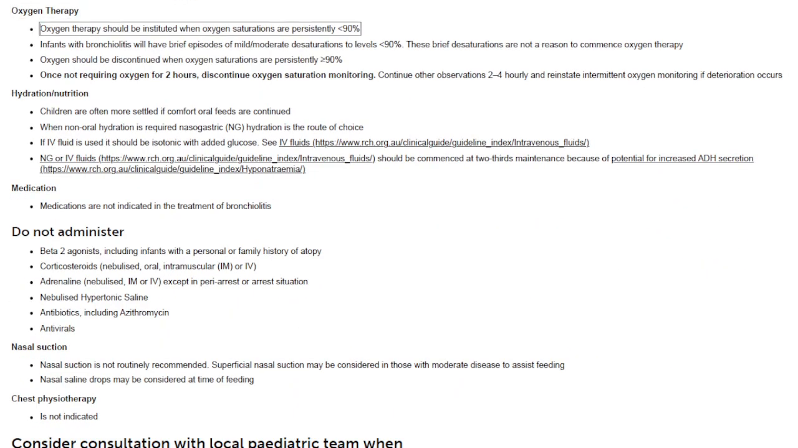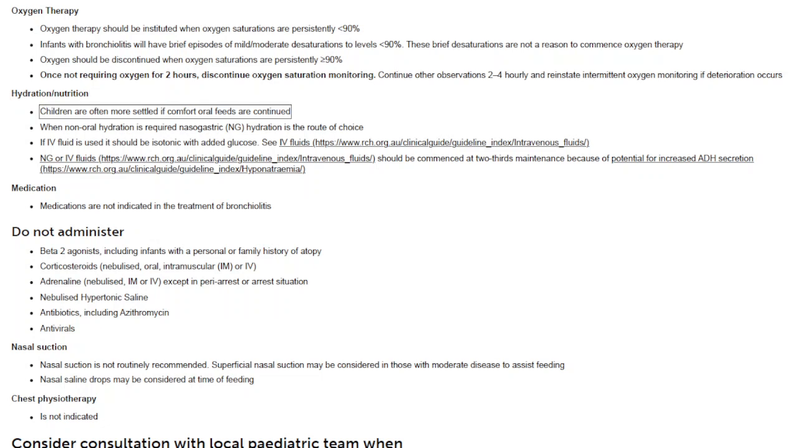Oxygen therapy. Oxygen therapy should be instituted when oxygen saturations are persistently less than 90%. Infants with bronchiolitis will have brief episodes of mild/moderate desaturations to levels less than 90%. These brief desaturations are not a reason to commence oxygen therapy. Oxygen should be discontinued when oxygen saturations are persistently greater than or equal to 90%. Once not requiring oxygen for 2 hours, discontinue oxygen saturation monitoring. Continue other observations 2-4 hourly and reinstate intermittent oxygen monitoring if deterioration occurs.